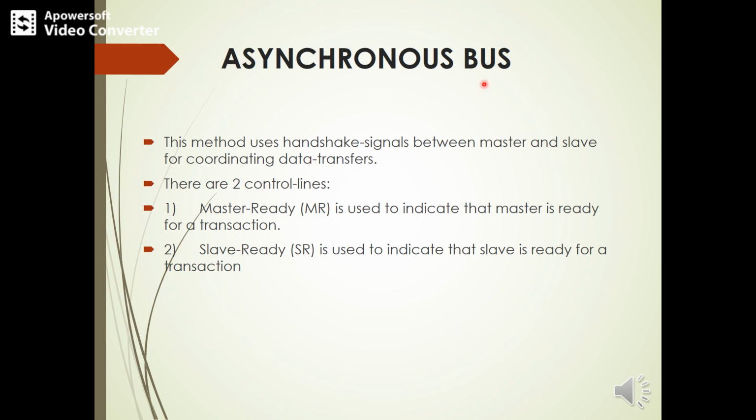Now the asynchronous bus. This method uses two handshake signals. The first handshake signal is called the master ready signal. The second handshake signal is called the slave ready signal. The master ready signal is used to indicate the master is ready for transactions. The slave ready signal is used by the slave to indicate the slave is ready for transactions.